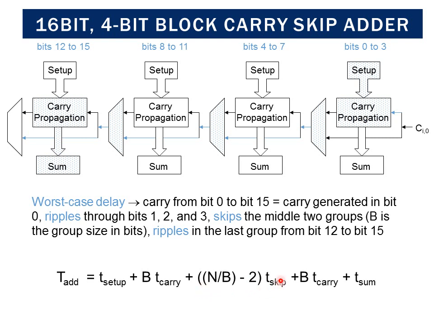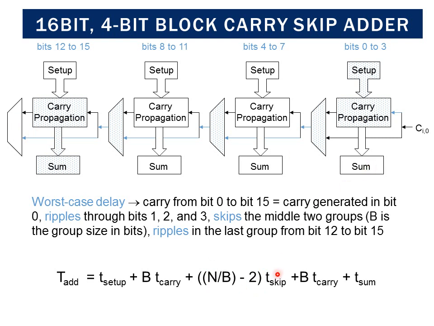What is T skip? T skip is the time required to go through the carry skipper circuit. Now what is N? N is the total number of bits, so it is 0 to 15, that is 16 bits, divided by B, the number of bits in each block, that is 4. So N, 16, divided by 4 is 4, 4 minus 2 is 2. That means these two blocks we are skipping. So the time required for skipping is T skip times the number of blocks we are skipping. We are skipping 2 blocks.